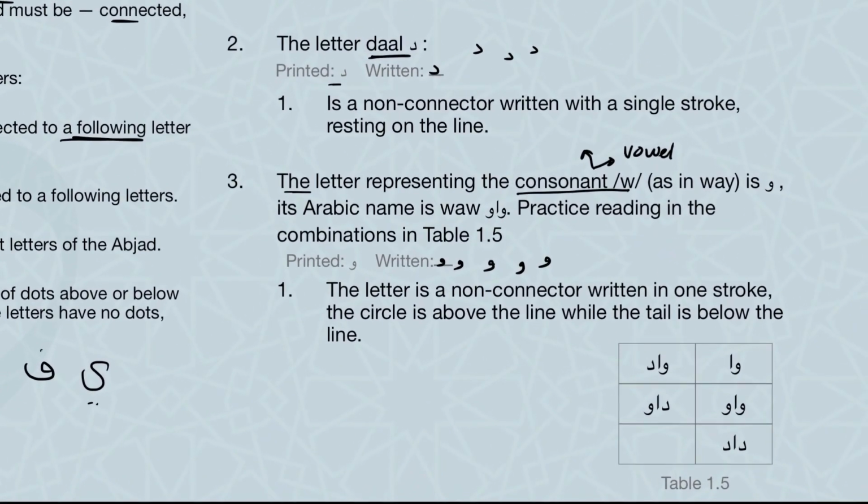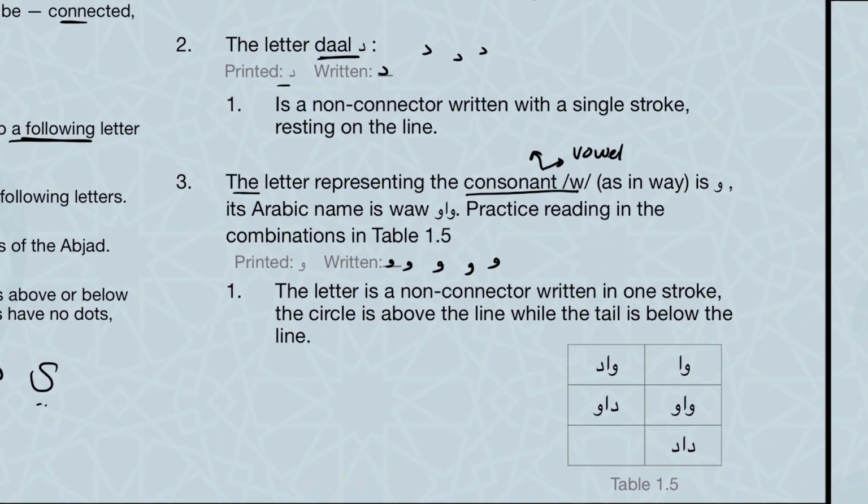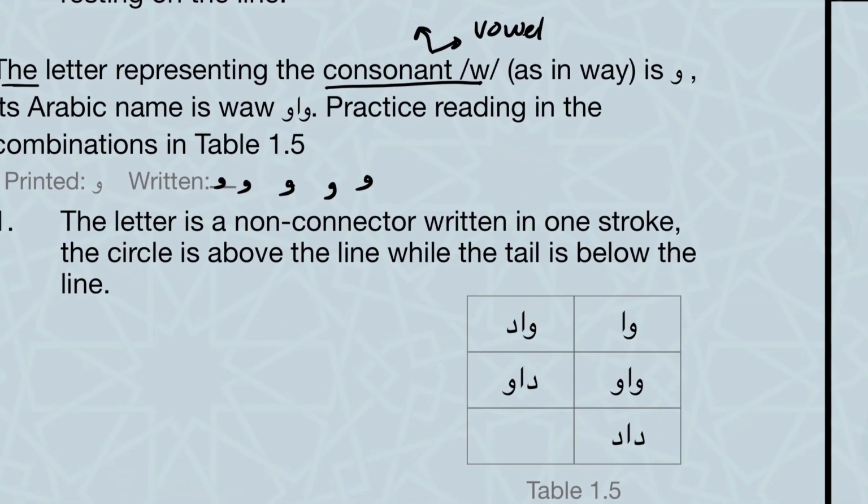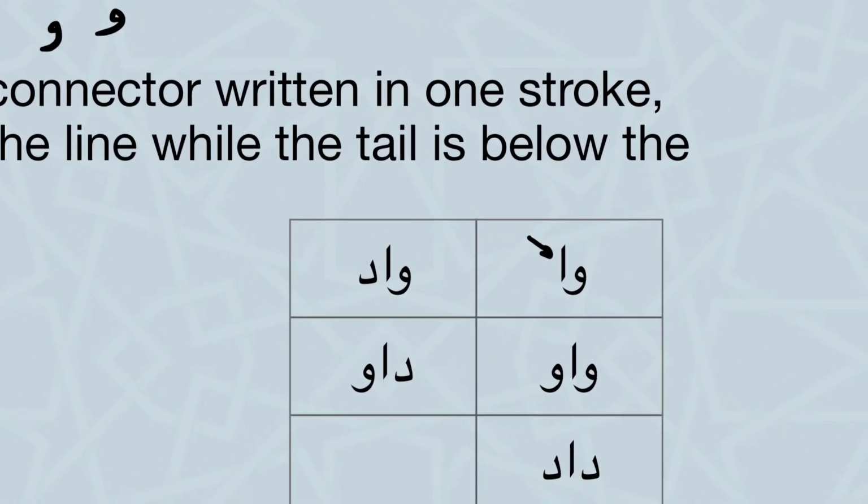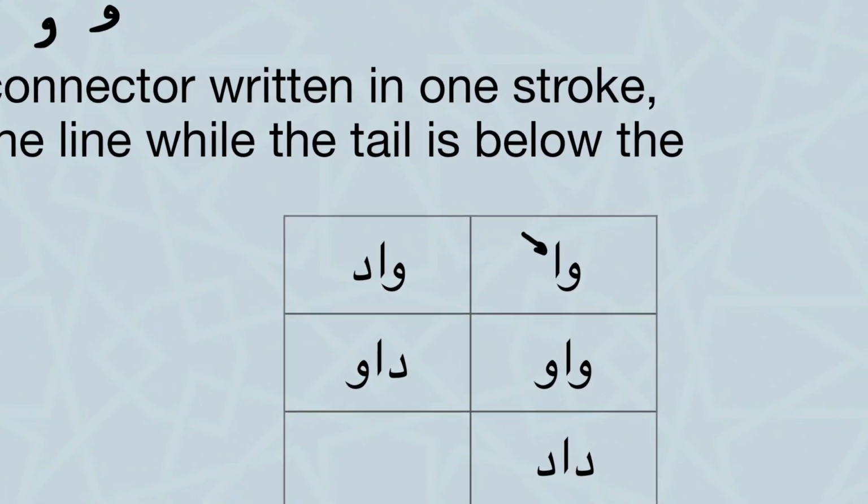So let's read the letter combinations. Notice that I did not put any diacritics here because now you know that if there's an alif present, it's automatically a long vowel. We are going to learn about the short vowel in a bit. The long vowel, as we said, is represented by the alif, but what the alif does exactly is not indicate the sound itself.